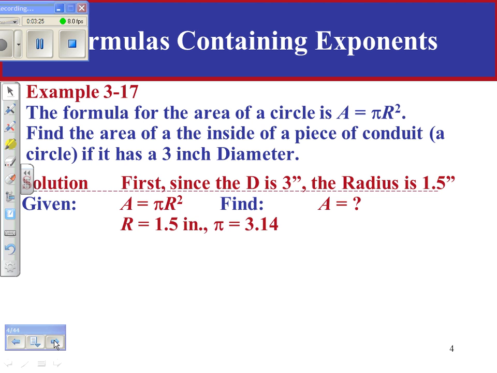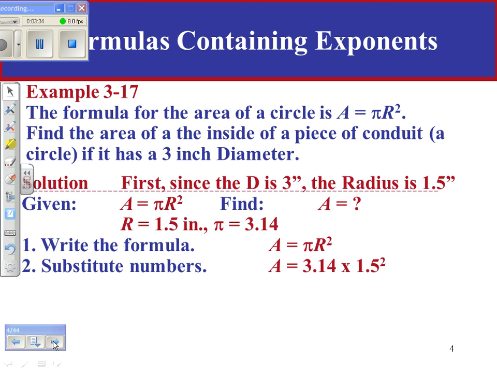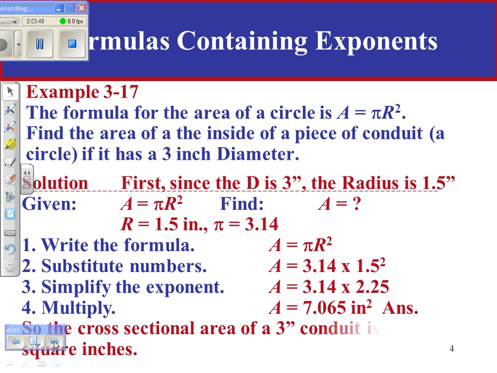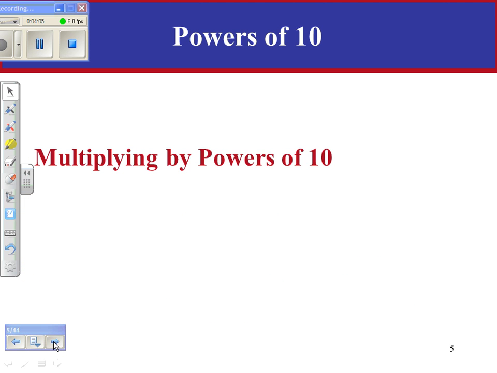Okay, 1.5 inches is the radius, 3.14 is still pi. Write out the formula, substitute the numbers, simplify the exponent first. So 1.5 squared is 2.25 times 3.14. Nice simple operation there. We're going to get 7.065 square inches. And so the cross-sectional area of a 3-inch conduit is over 7 square inches. But what's 40% of 7? A little under half. So we would have 2.8 square inches of area to put wire in.